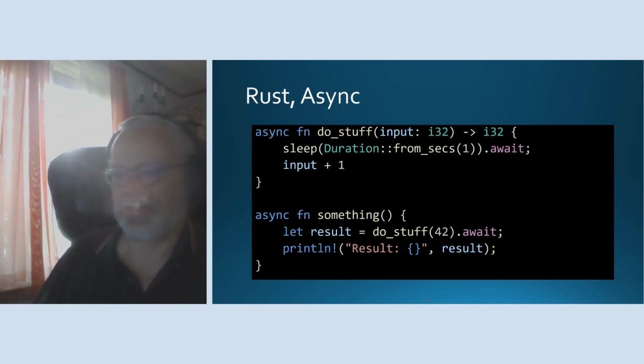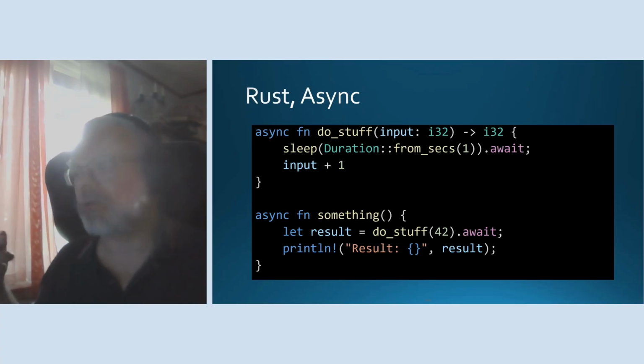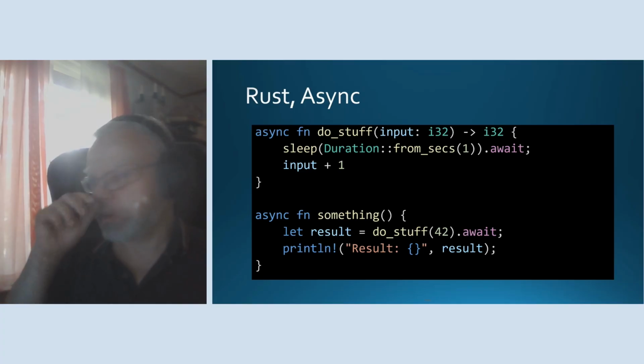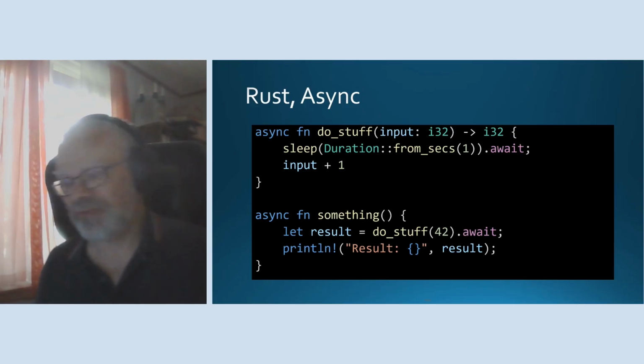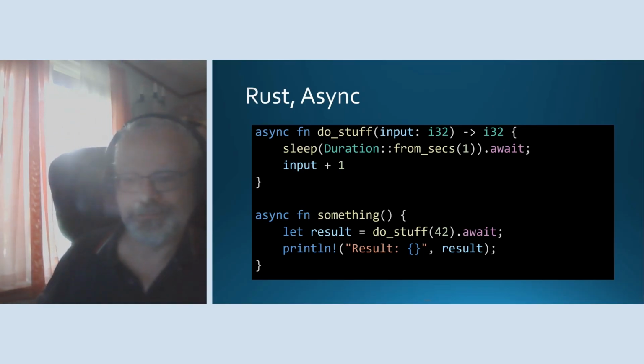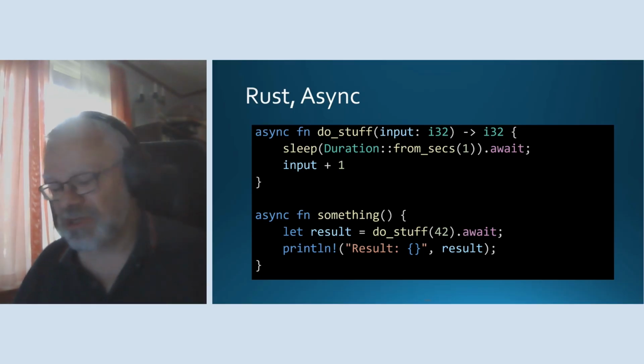In Rust, it looks like this. We declare an async function. We do stuff. Here I call sleep for 1 second and do await on that. So we wait for 1 second and then we calculate the result. And now we can call do stuff in my function here, something, and then we await the result. So it will take a second before that result is done, and then we print it. Quite easy to use.